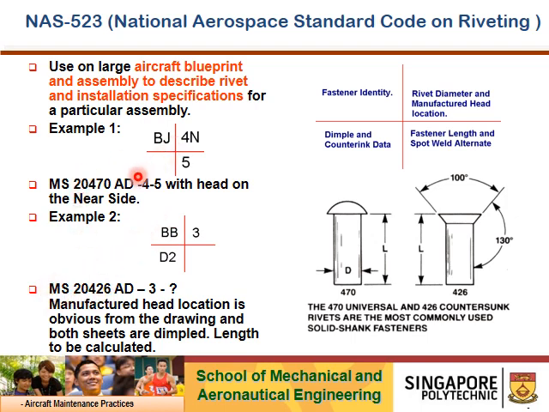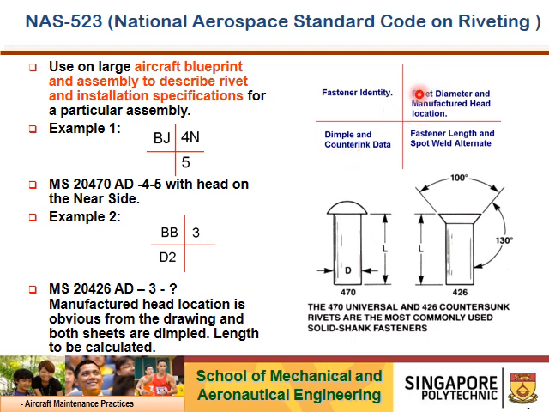So I know that BJ means the aircraft manufacturer is asking me to install universal head rivets, AD. And this is MS20426 AD, which is BB. There are more examples in the later part. So the top left quadrant is the fastener identification code. The bottom left quadrant is whether the manufacturer wants you to carry out a dimpling process or a countersinking process. What do you mean by that? Later I'll explain further down the slides.